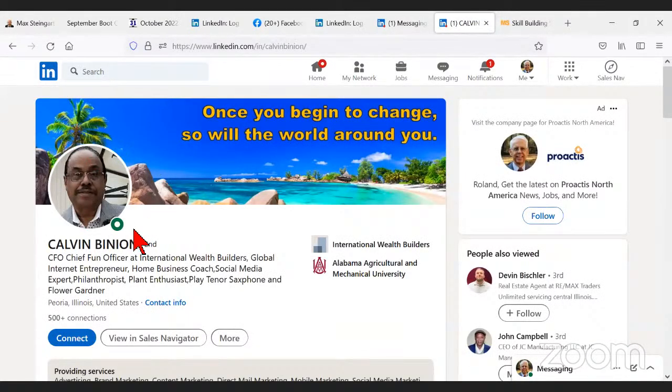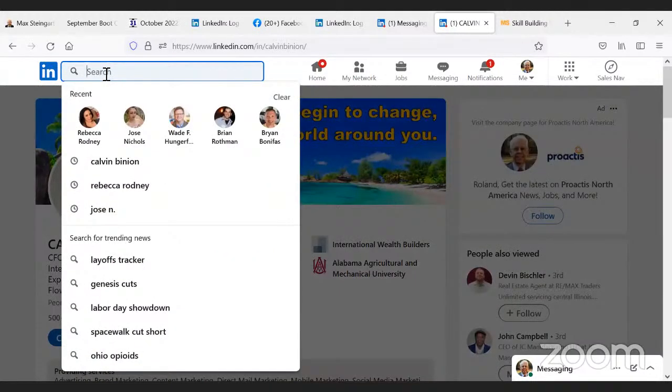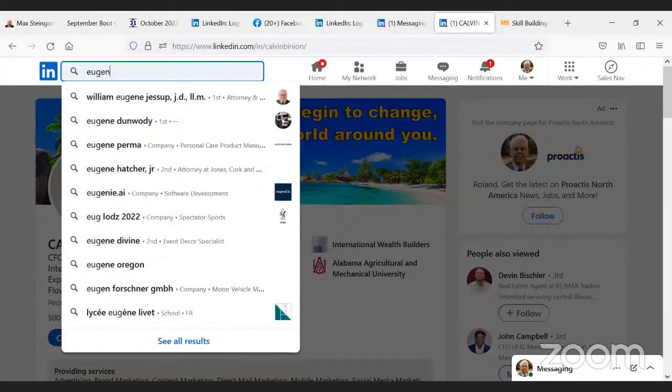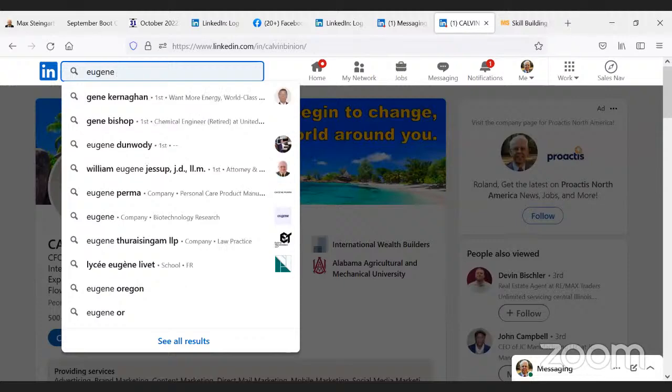So we can see Calvin's online. This is your fast button. And people can connect with him. And he's hiding his settings. That is more than anything else the important thing. I can come up here and I can look at Eugene.